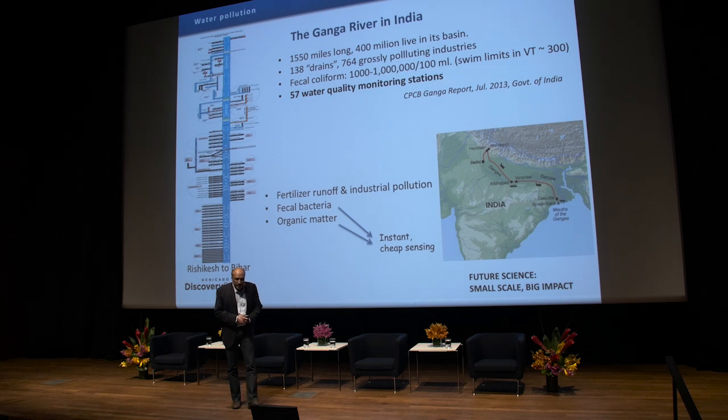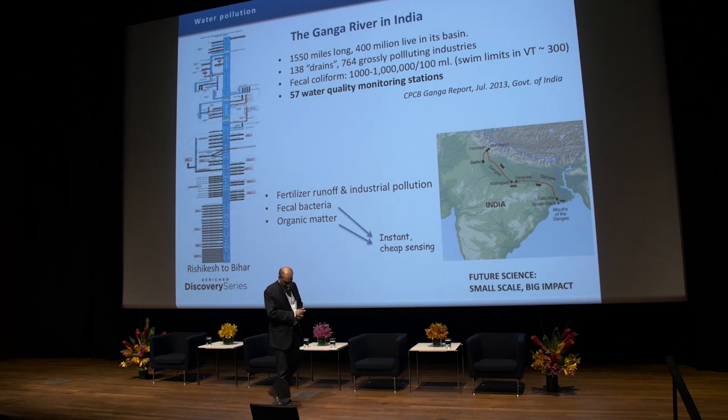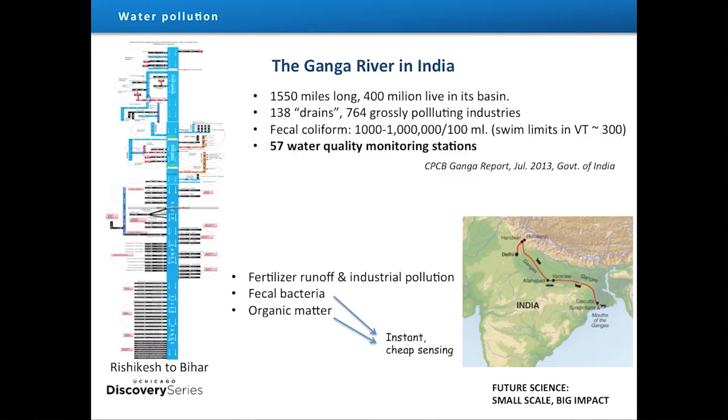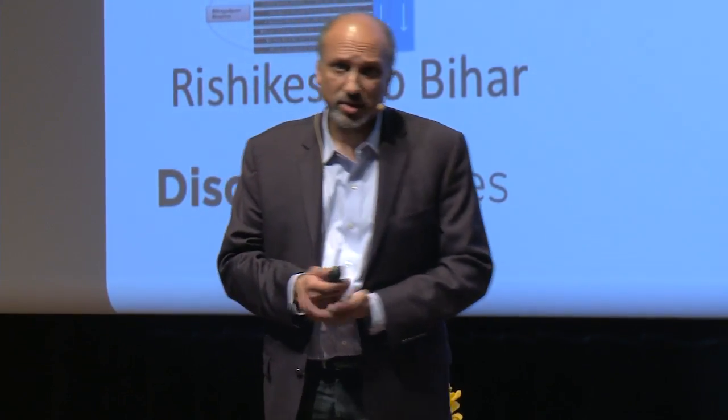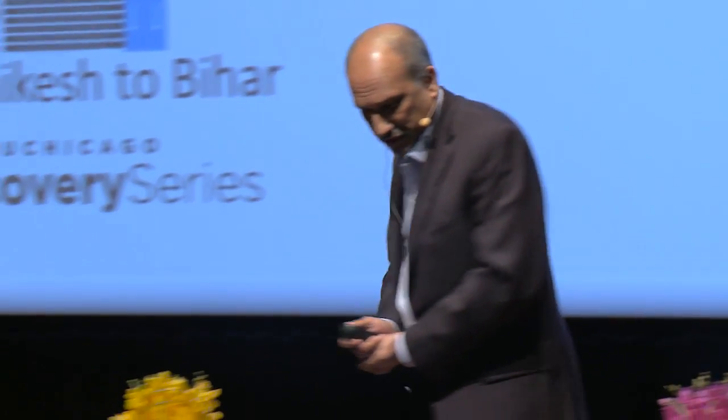The problem with the Ganga is pollution. It is one of the most polluted rivers in the world, and cleaning it up is one of the major objectives of the current Indian government. There are about 140 drains, or what are called nalas, that feed into the river, and they bring with them fecal bacteria, organic matter, and things like fertilizer, runoff, and industrial pollution.